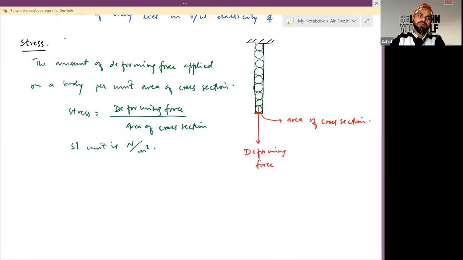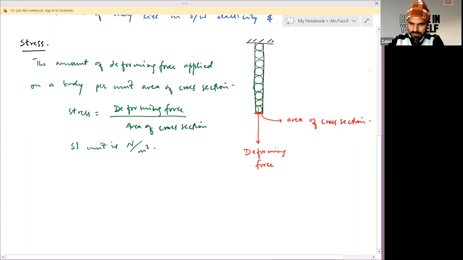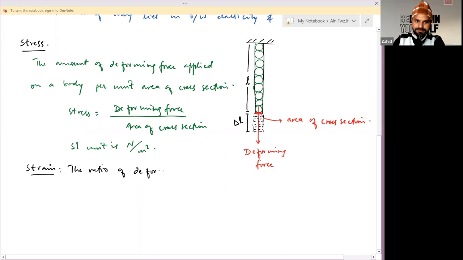Now, due to application of this stress or deformation, there will be a change in its length, let's say till this point. The actual length of the rod is from this point to this point, and the deformation produced is from this point to this point. So if you have to calculate the amount of deformation produced in this object, it will be defined by another quantity that is called strain. Strain defines the amount of deformation in an object with respect to its original dimension. So it is the ratio of deformation produced in a body with respect to its original shape.